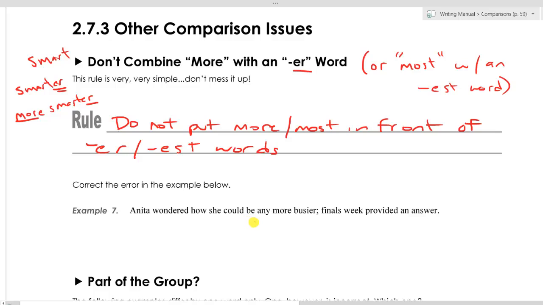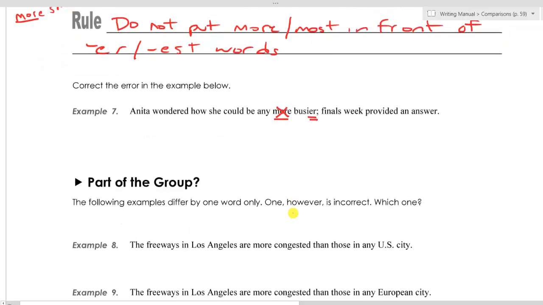Okay, so example 7, this one should be fairly straightforward. Anita wondered how she could be any more busier. Finals week provided an answer. We have combined a more with an ER word. That is not correct. That is redundant. So what we can do is we can probably just get rid of the more. Anita wondered how she could be any busier. Finals week provided an answer. So we can just get rid of the more, and then we lose that redundancy.